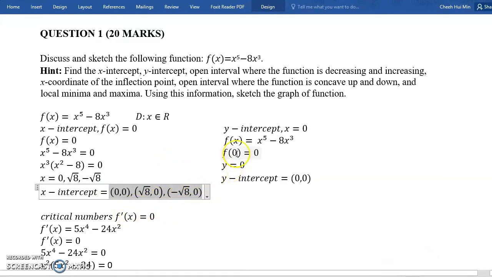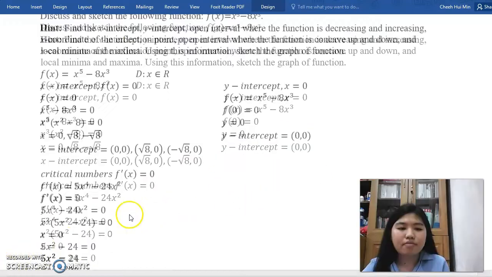To find the y-intercept, let x equal 0. So we put x equal to 0 into the f function, and the y value equals 0. So the y-intercept is the origin, which is (0, 0).